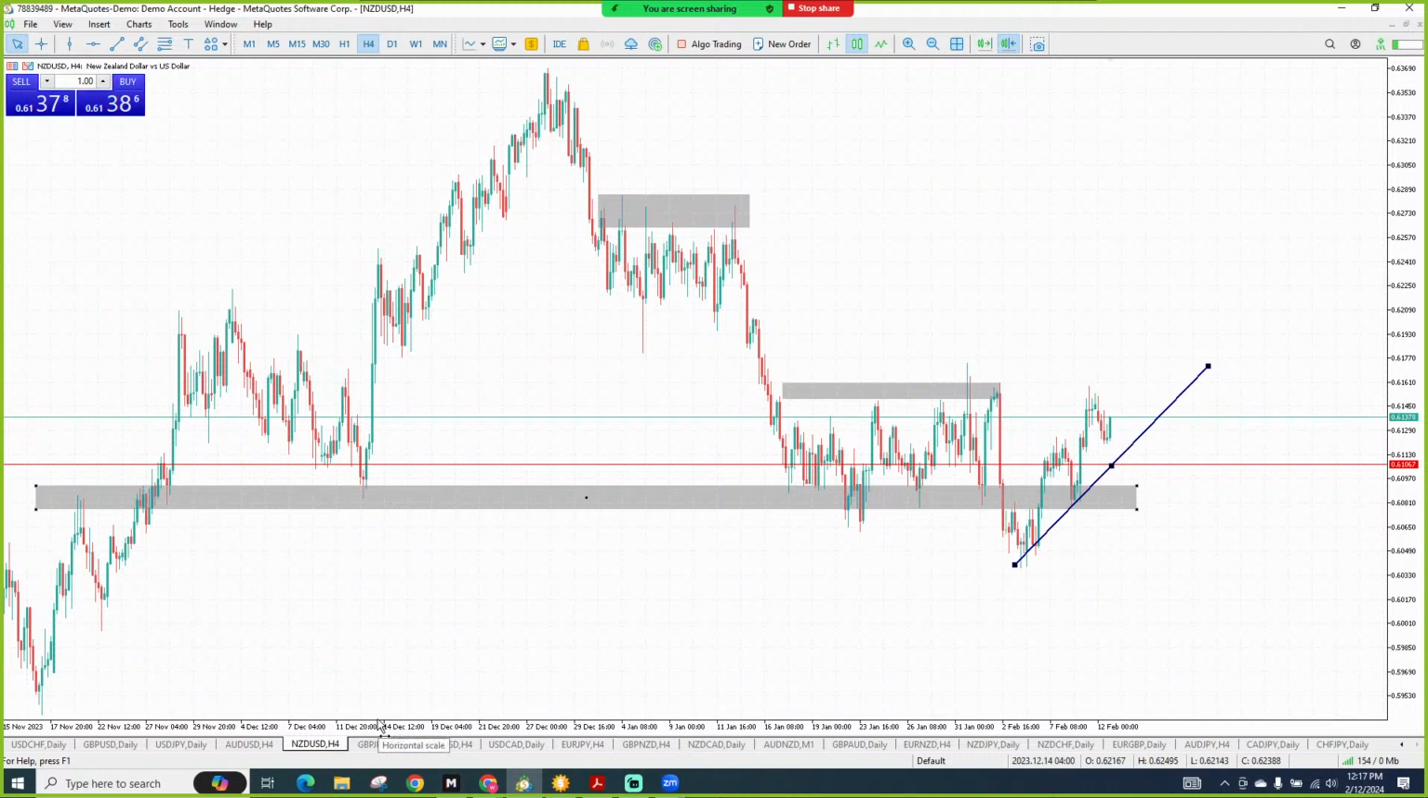It's very important that you are able to draw trend lines on a chart. I cannot overemphasize how important that is.